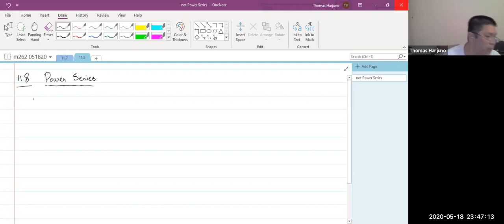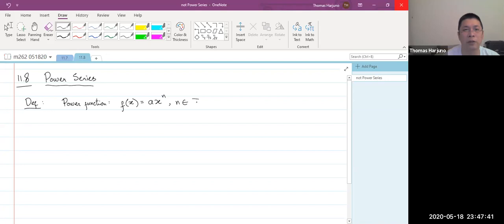I will start with definition. You remember what we call a power function. A power function is a function f(x) equals a x to the n, where the n is an integer. Actually, positive integer to be more precise. Okay, that's the notation for positive integer.